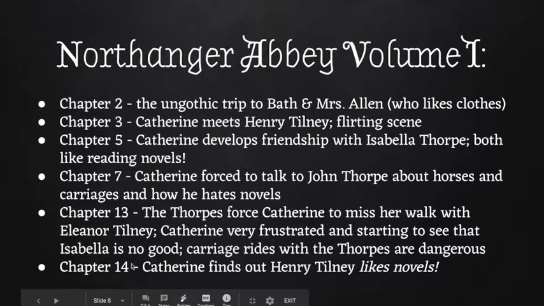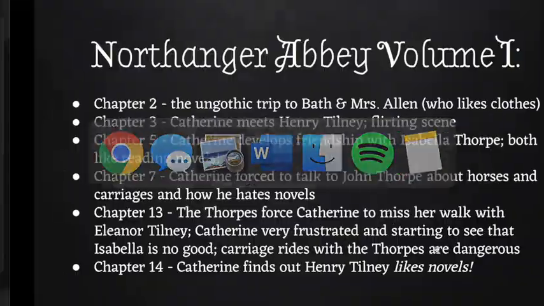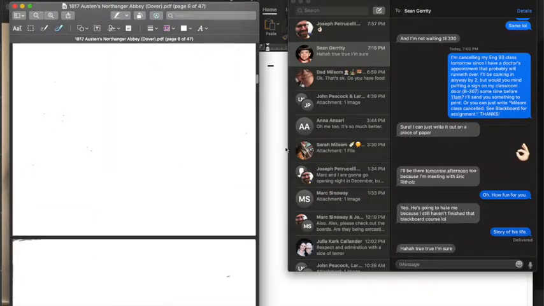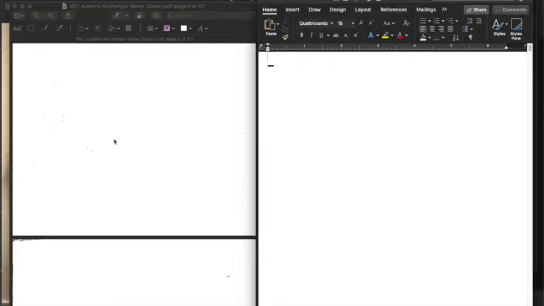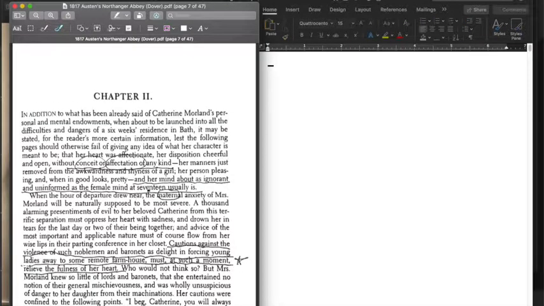Then we have chapter 14. They make up. Catherine finds out that Henry Tilney likes novels. Such a great scene. Okay, so let's go over here to the book. Let's look at chapter 2.